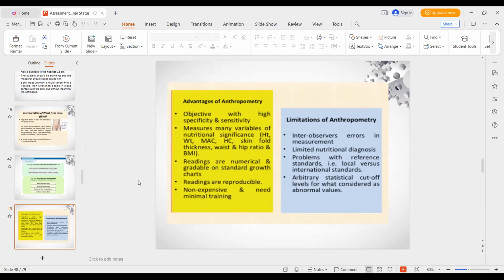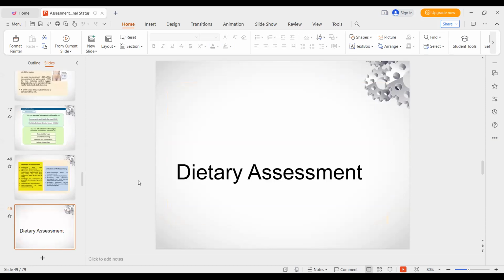Limitations of anthropometry: inter-observer error in measurement, limited nutritional diagnosis, problems with reference standards, local versus international standards, and arbitrary statistical cutoff levels for what is considered abnormal values.